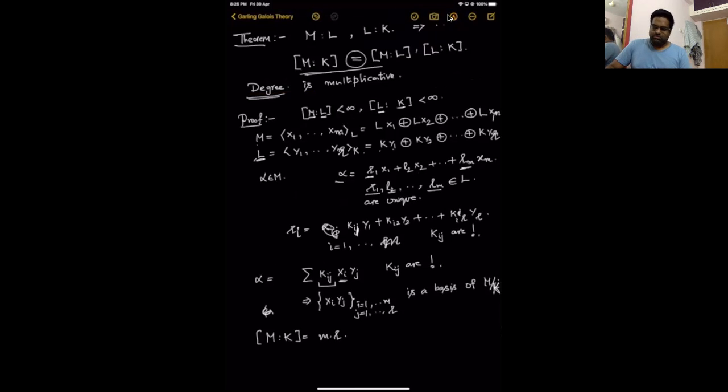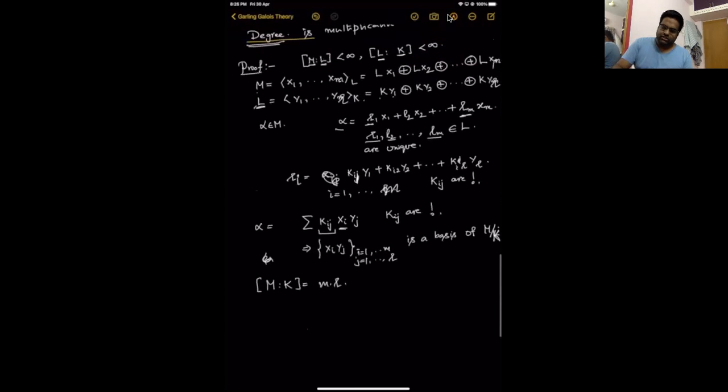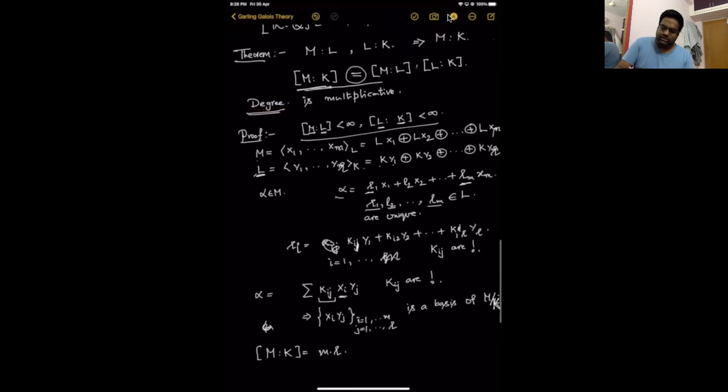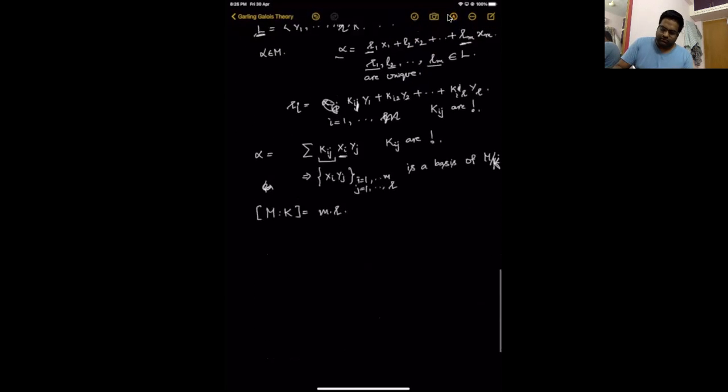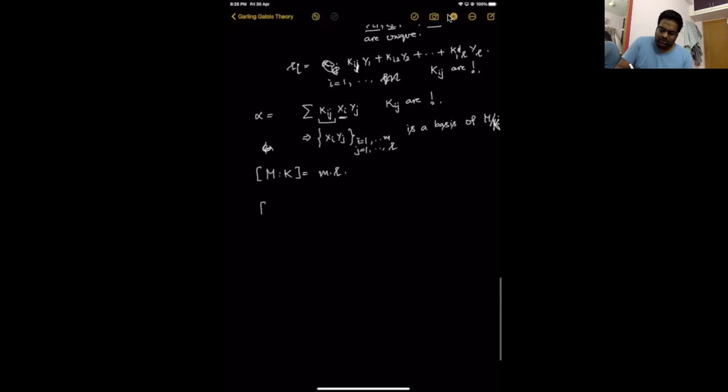Okay, so from this, if these two are finite, then this is also finite. So if we had proven this thing, if M over L and L over K are finite, then M over K is also finite. Conversely, if M over K is finite, we want to show that each of these is also finite.